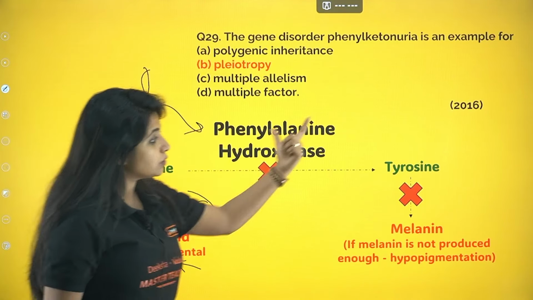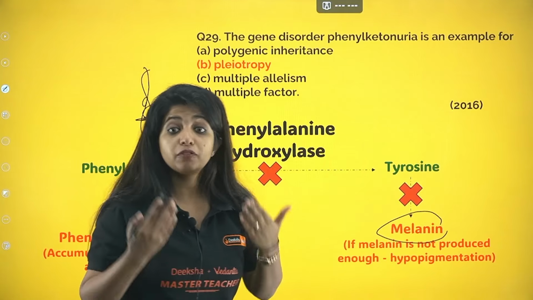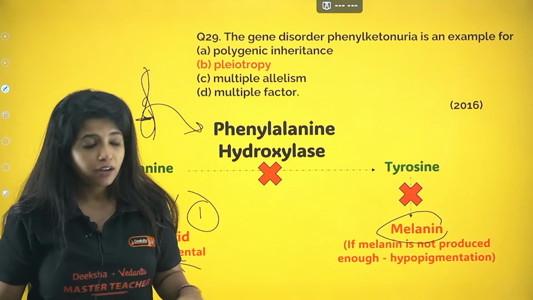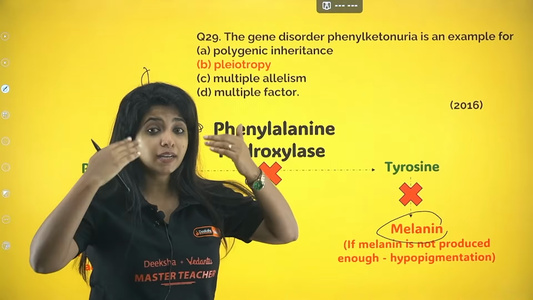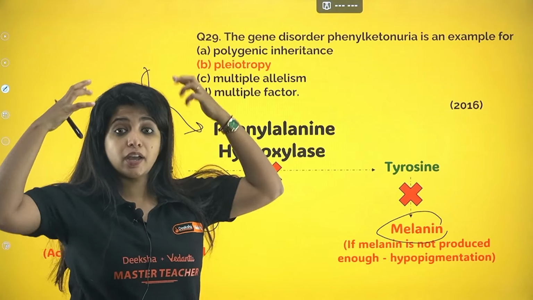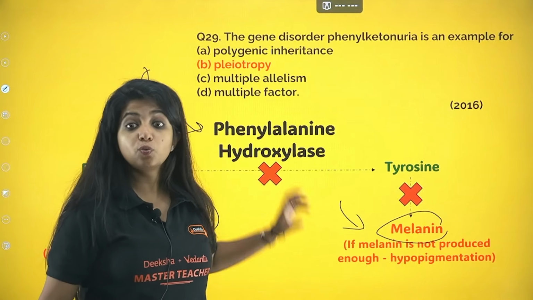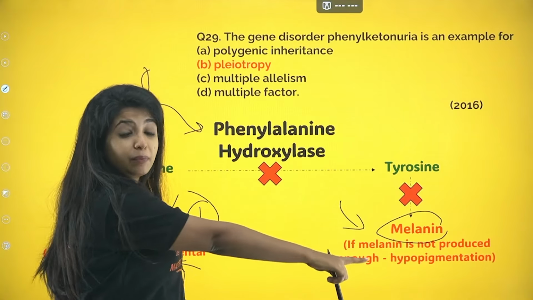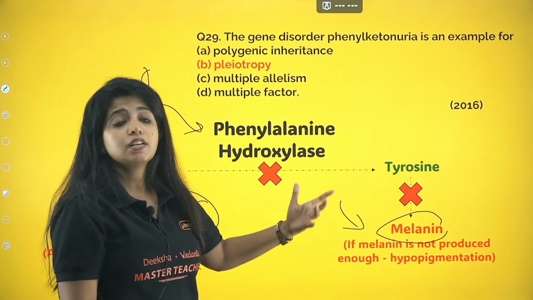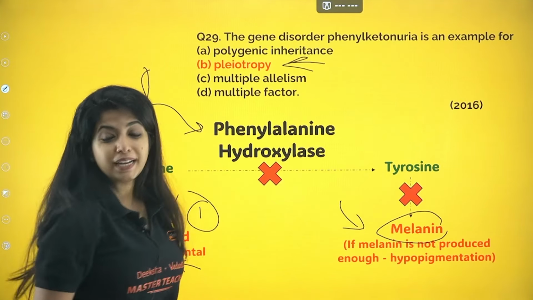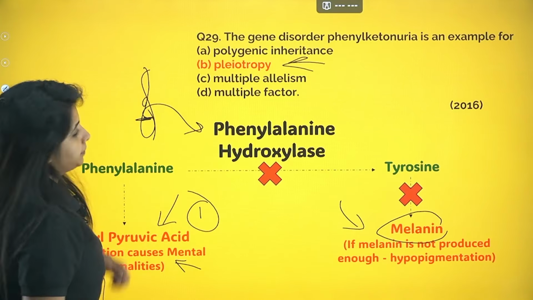Next thing, if tyrosine is not being produced, it cannot help in the production of melanin, which is responsible for our skin color, hair color, a lot of things. Now if melanin is not being produced, we get hypopigmentation. Hypopigmentation means it looks very whitish and your hair turns grey in color. So this is the next character being affected. One gene being affected, two characters are being affected. So this is an example of pleiotropy.